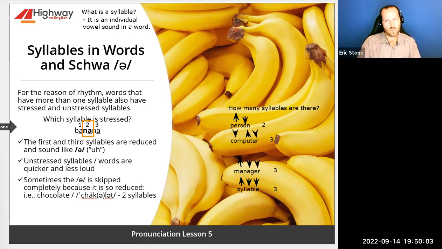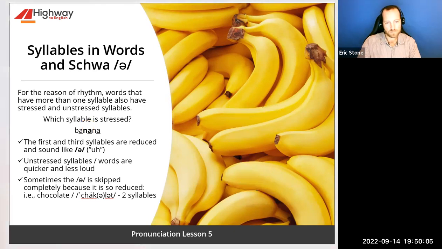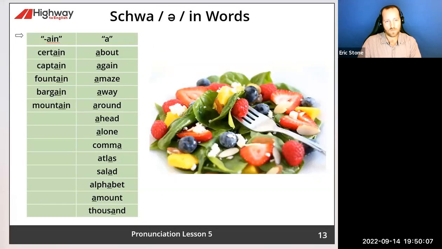Okay. So let's do a bit more practice with schwa. We're going to practice schwa in some different words. The first group of words have the ending of "ain." For these words, it's going to sound like "un," with schwa. So for example, please repeat after me.